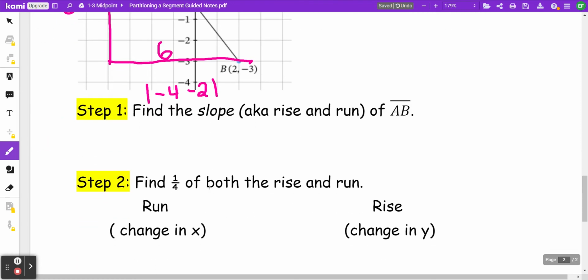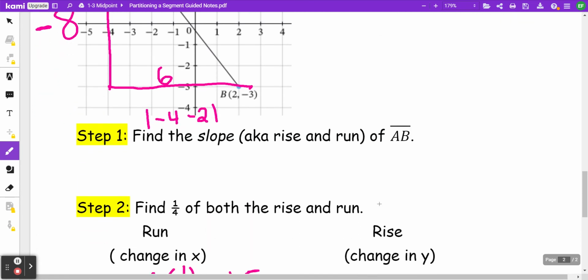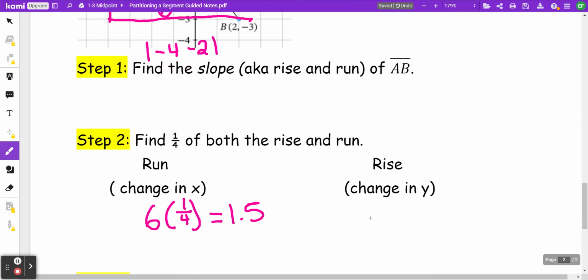So once we've determined the rise and the run, we need to go back to the question where we're looking for 1/4 of the length. So we're not actually going to be running 6 units. We need to run 1/4 of that amount. So 1/4 of 6 is 1.5. Our rise, if you recall, was the -8. So again, we're not going to be rising a whole -8. We just need 1/4 of that amount. So 1/4 of -8 will give us -2.